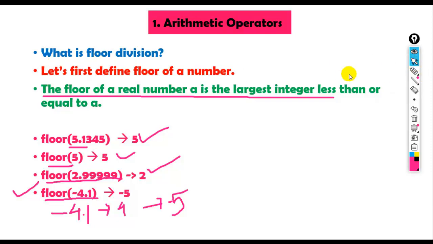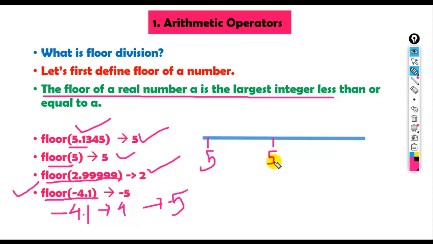So for that, let me use number line. As you can see, here is the number line. Now let's first calculate floor of 5.13. So this is number line. Here is 5, here is somewhere 5.13 and here is 6.